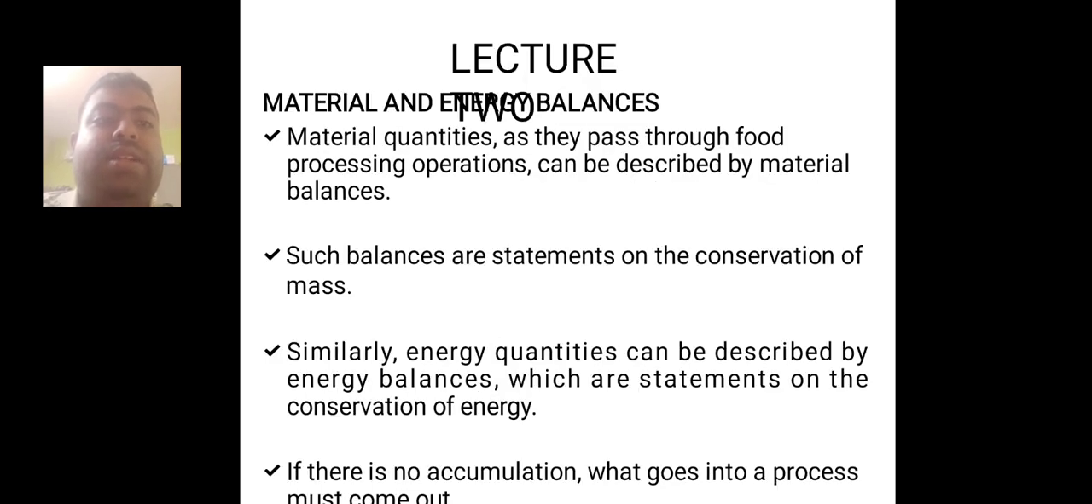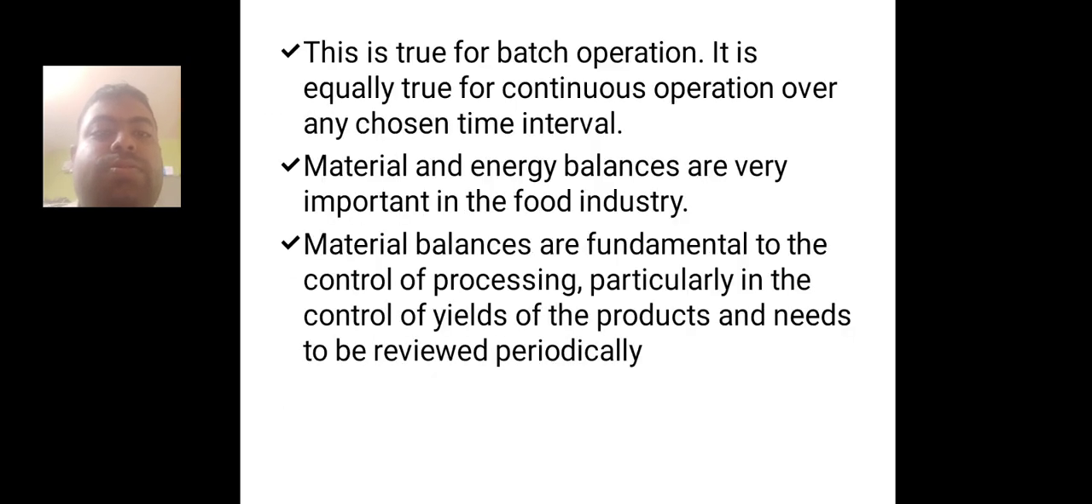Material and energy balances, which is lecture 2. Material quantities, as they pass through food processing operations, can be described by material balances. Such balances are statements on the conservation of mass. Similarly, energy quantities can be described by energy balances, which are statements on the conservation of energy. If there is no accumulation, whatever goes into a process must come out. This is true for batch operation. It is equally true for continuous operation over any chosen time interval.